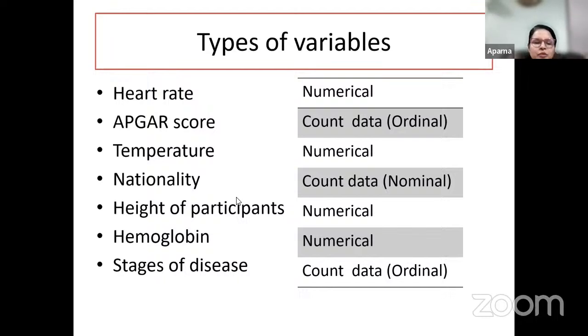Nationality, again, this is going to be a simple name. This is nominal data. So this is going to be compared using non-parametric tests. Height of participants is clearly numerical data. So this is one parameter where you can have decimal points. Hemoglobin is again numerical. Stages of disease, again, similar to Apgar score, is going to be ordinal data. So you can notice that in the numerical data, some of them are going to be continuous numbers and some will be discrete numbers.